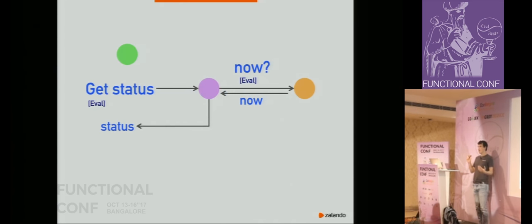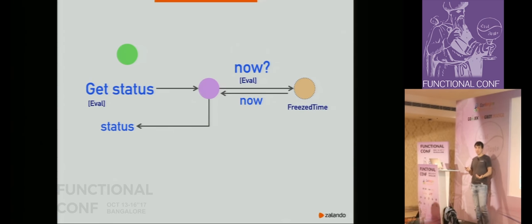So for example, we use this time component to implement rate limiting. If you want to implement rate limiting, you need to know what time it is. So you have a component for rate limiting, and if you implement a component for time, it will ask that component, hey, what time is it now? And that component will reply with the time it is now.